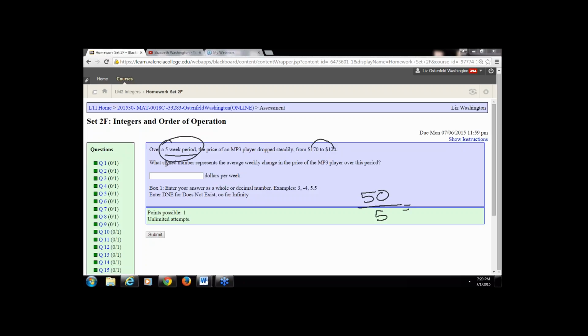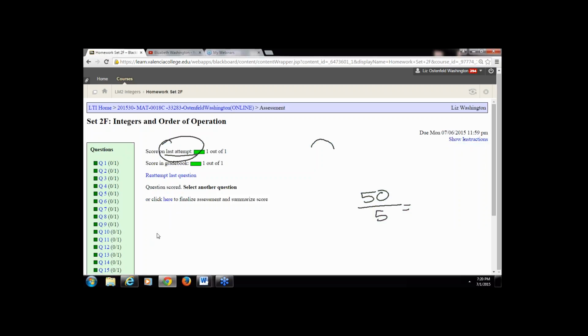And I think that's why it was very specific when it said signed number. Because if the price dropped, that would not indicate a positive number, it would indicate a negative number. So I'm going to go ahead and type in negative 10 and see if it likes my answer. There we go.